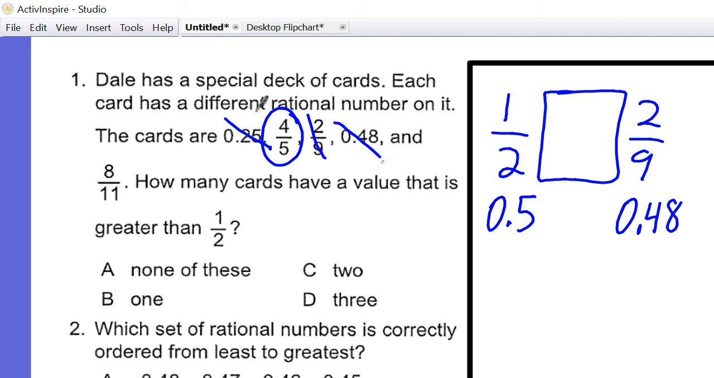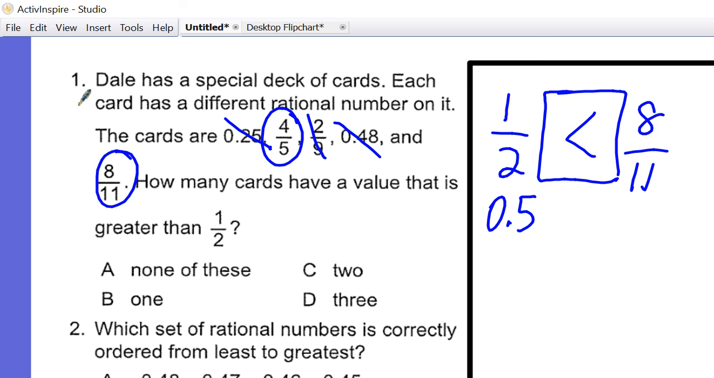The last one is 8 elevenths. 8 out of 11. Again, I don't know the decimal equivalent of 8 out of 11, but I do know it's more than half. If you took a quiz and got 8 points out of 11, that's more than 50%. So that would be actually greater than a half. So that's the second one I circled. How many did I circle? 2 cards.